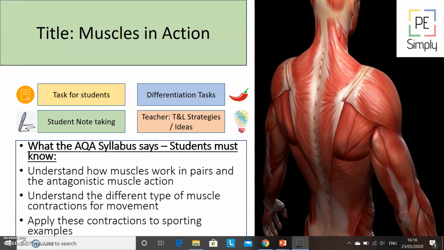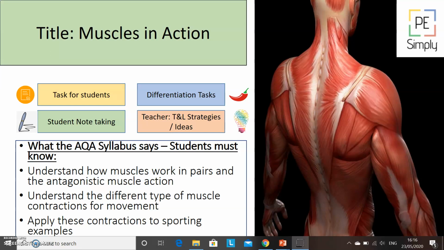Hello and welcome to another lesson from Simply PE, this time in the topic of muscles in action. So a reminder with these presentations, the yellow text boxes are the tasks for students, the green text boxes are the note-taking sections for students, the blue text boxes are differentiation tasks, and the red text boxes are teaching and learning strategies and ideas for the practitioner.